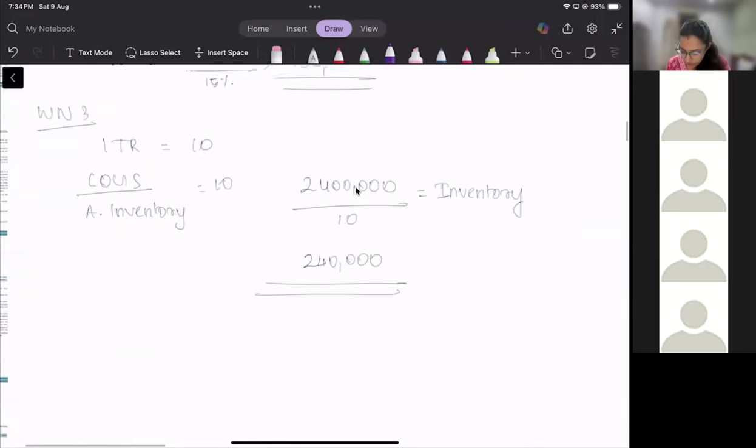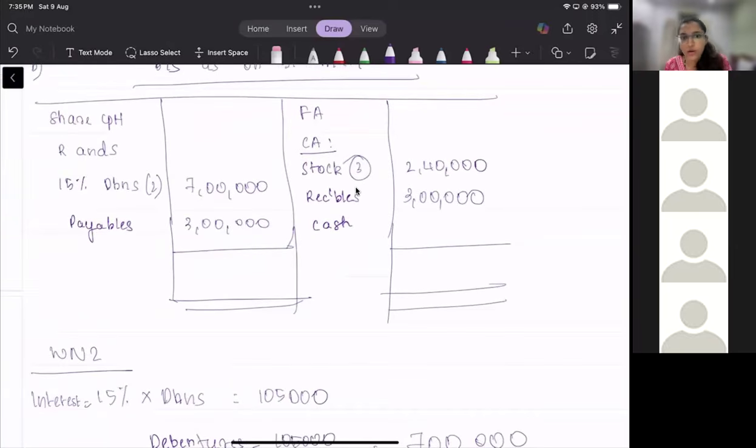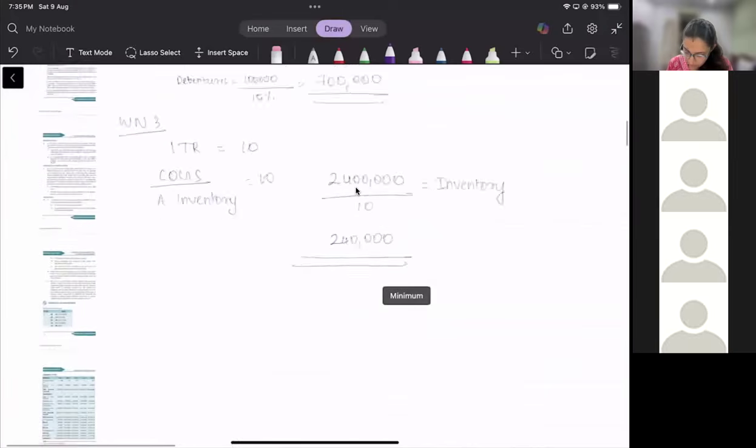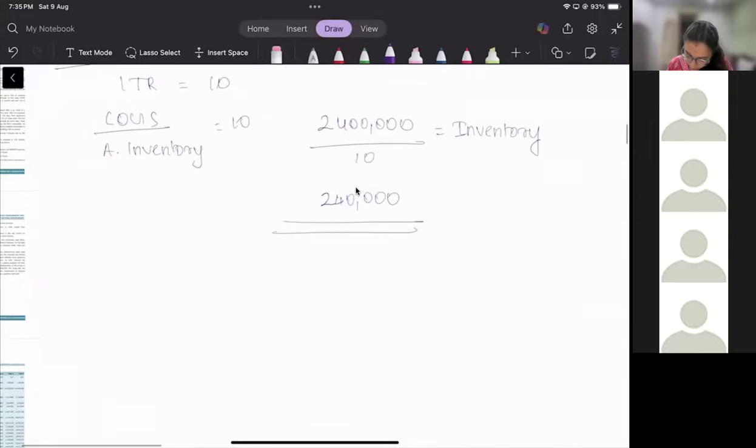Current ratio, correct. See, current ratio is given. What is the formula for current ratio? Current assets by current liability, correct? So here in current assets, we have got 2 figures. We need to find this figure. Current liability is given. So with that ratio, can't we find this cash? Yes. So that we can give it as working note number 4.